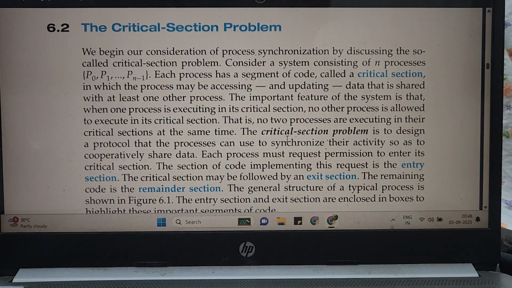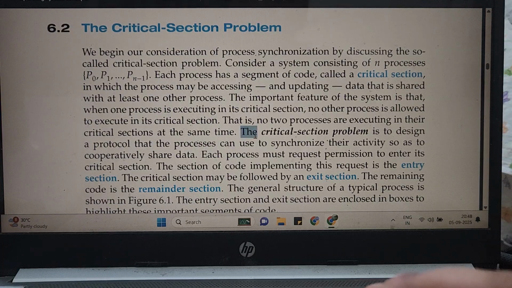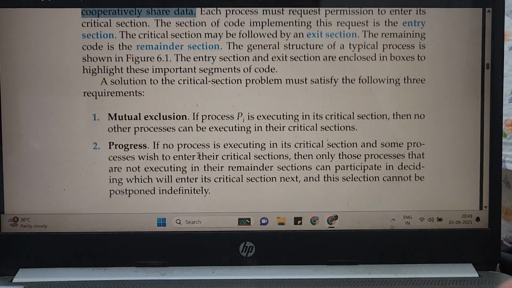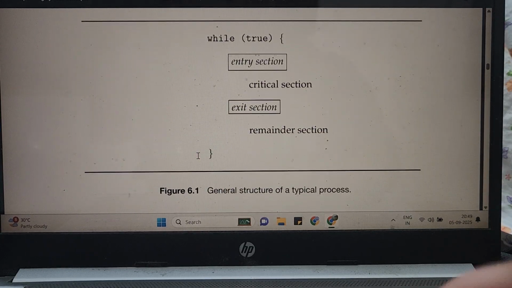So I'll state the problem formally. The critical section problem is to design a protocol that the processes can use to synchronize their activity so as to cooperatively share data. What is this technical sentence telling us? You have to design a system which ensures that at any given point of time, at most one process is executing its critical section. Remainder section, any number of processes can execute. How do you design a system which enforces these rules? That is the critical section problem.